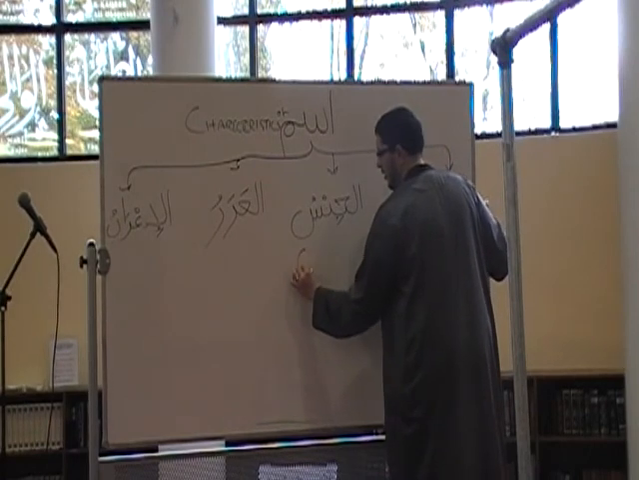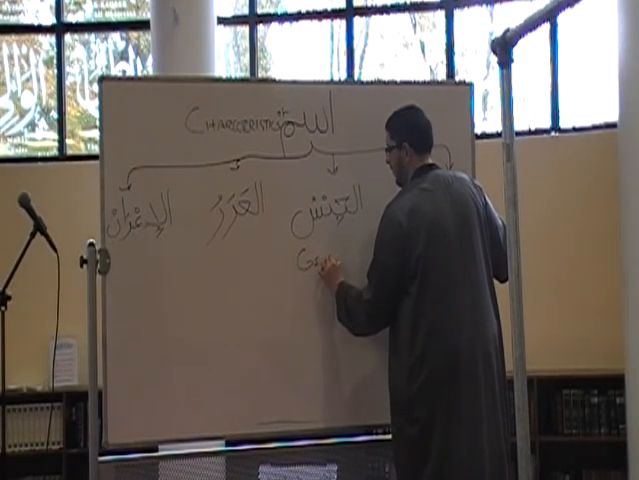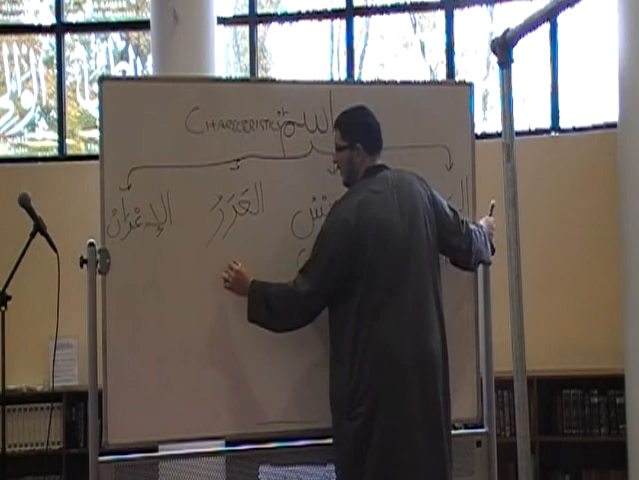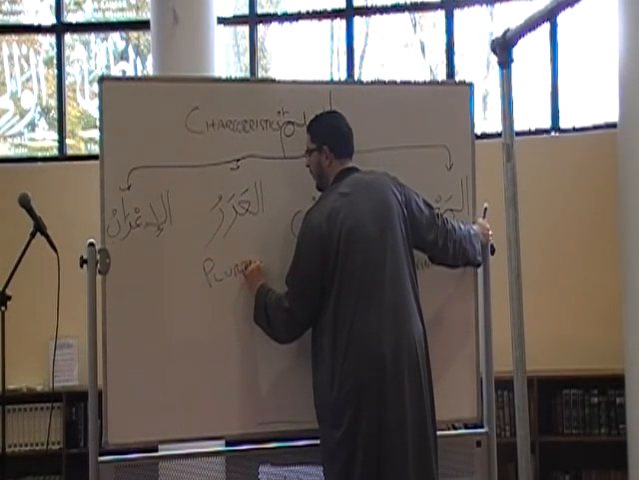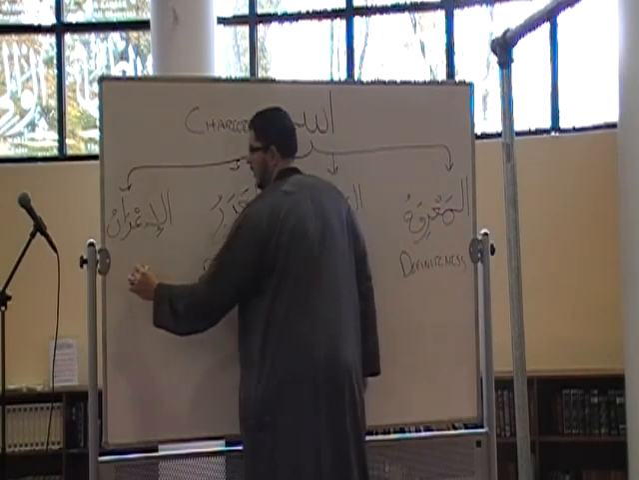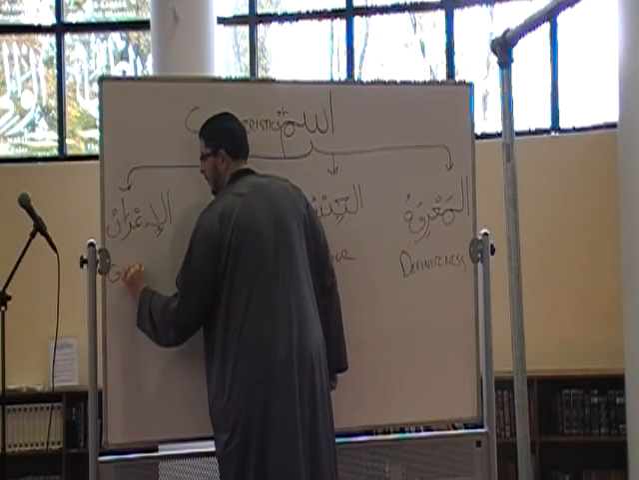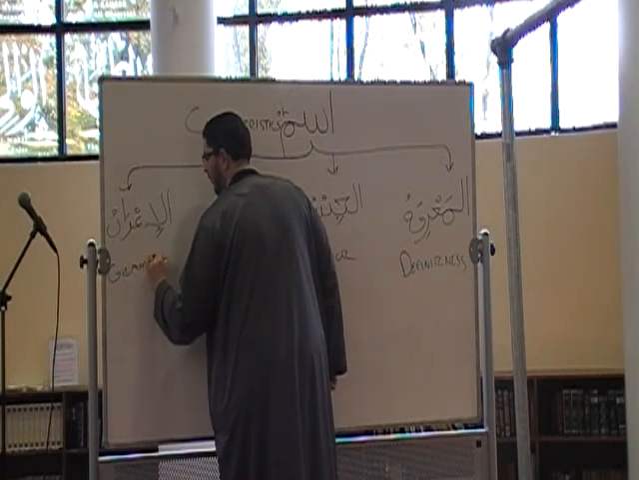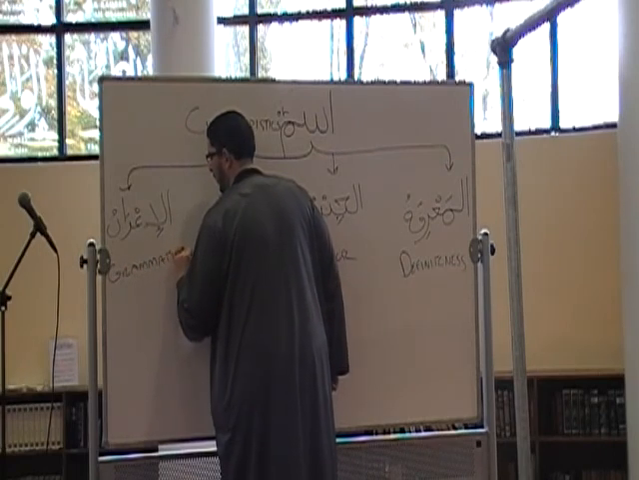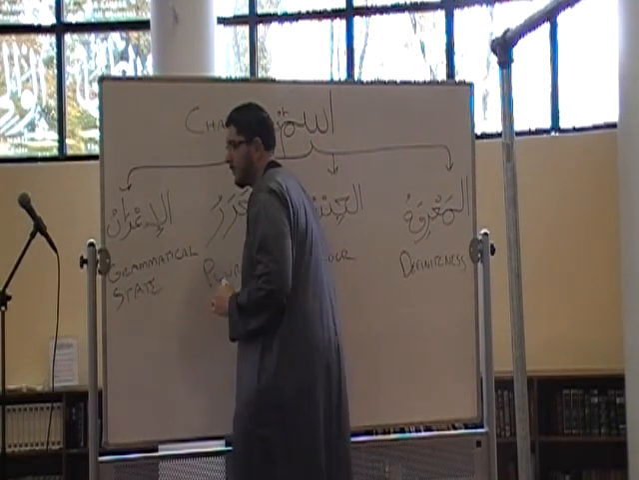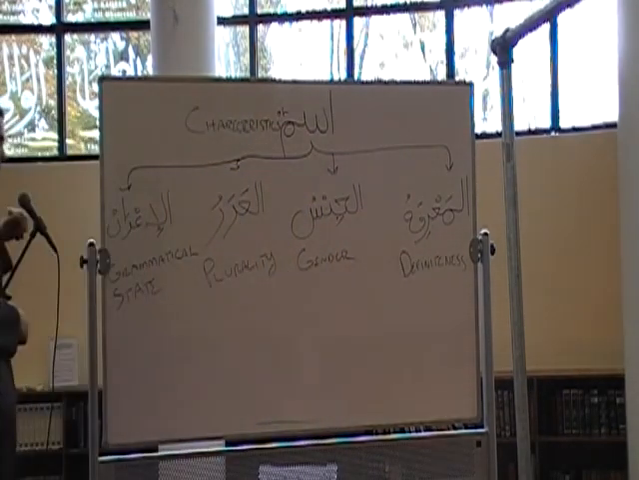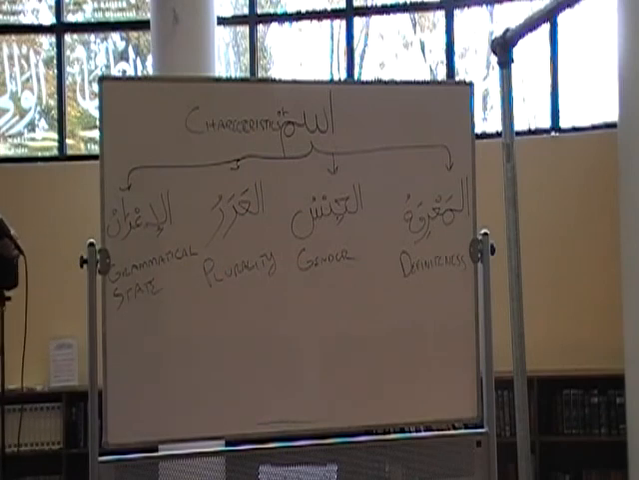Jins is gender. Adad is plurality. Single, dual, plural. Grammatical state. Characteristics that we need to figure out once we've identified that a word is an ism.